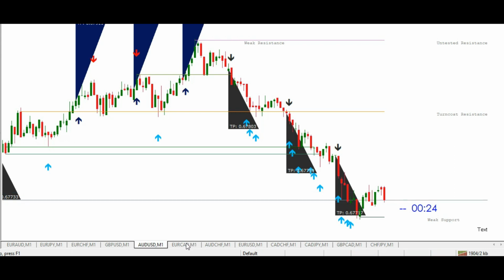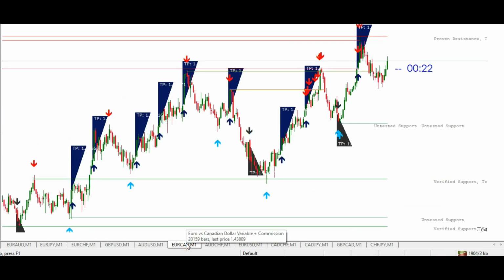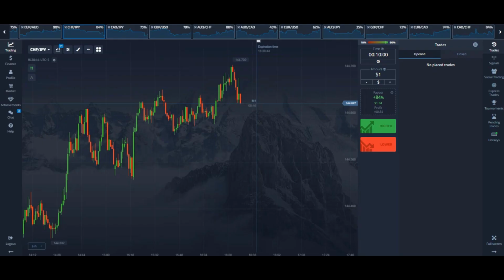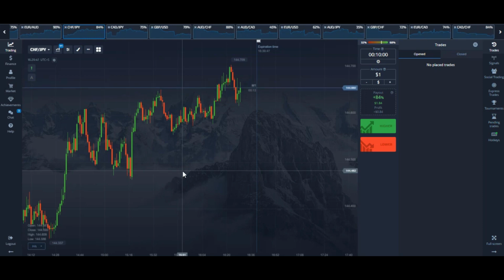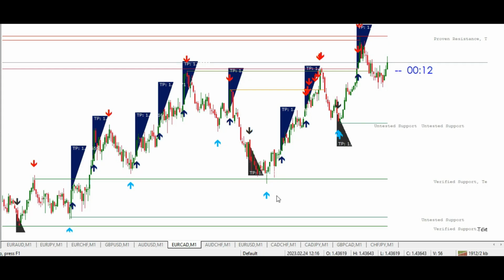So I am waiting for a trade. I opened some pairs here, and also these pairs here. When I get a signal, it indicates with a sound and alerts me, and then I will take the trade. Okay guys, so wait for a signal.